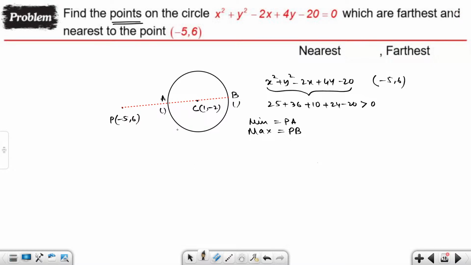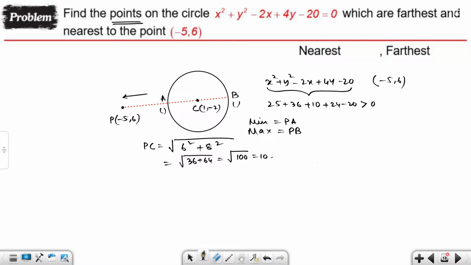How to do it? Okay, let us do one thing. Let us find out what my PC is. PC is the distance between the point and the center of the circle. That is the square root of 6 squared plus 8 squared. So it is going to be 36 plus 64, which gives us root 100. That is 10, right? So the distance PC is 10.